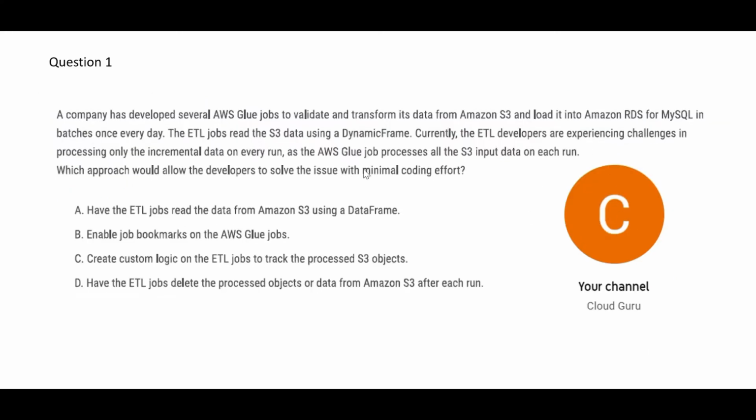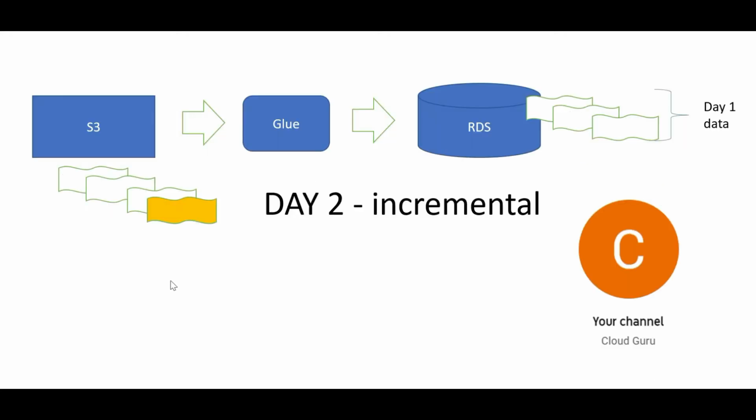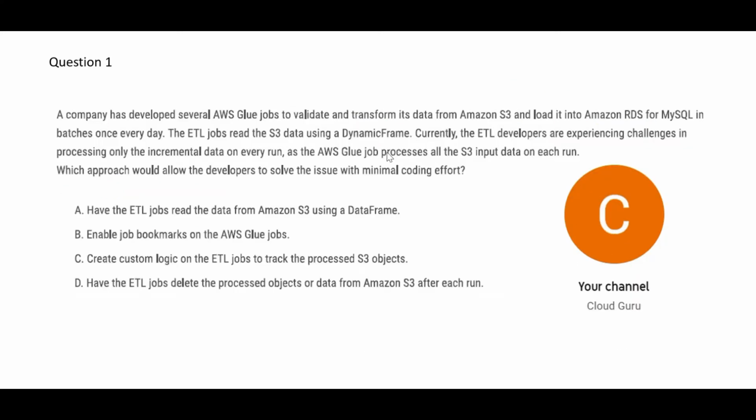Now what is the pain point here? It says the Glue job processes all S3 input data on each run. That means it is processing the first day files, that is, these three were first day files, and the new file. But that is not what we want. So how to solve this with minimal coding effort? This is the key. There can be options which will solve it, but not with minimal coding effort.